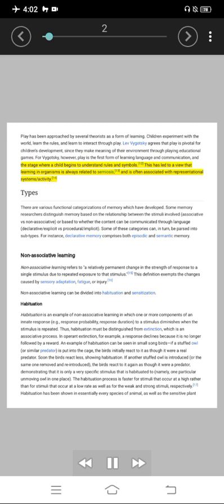12. This has led to a view that learning in organisms is always related to semiosis. 13. And is often associated with representational systems activity. 14. Types. There are various functional categorizations of memory which have developed.